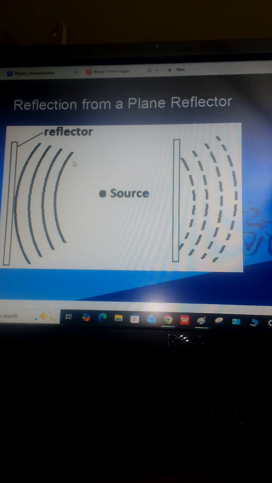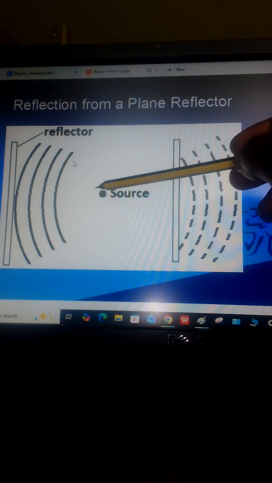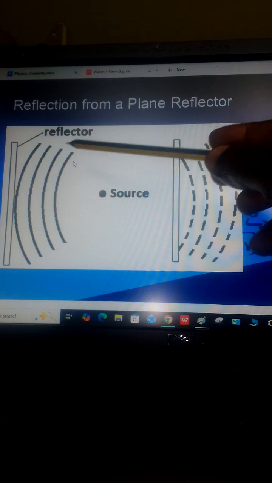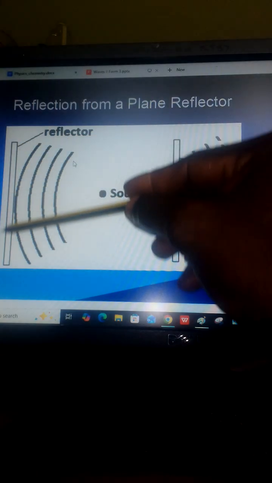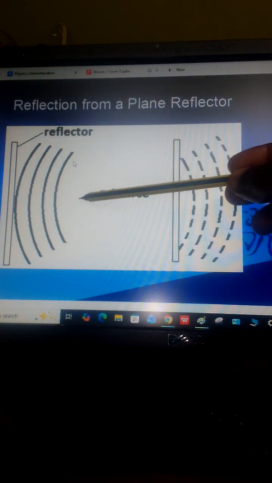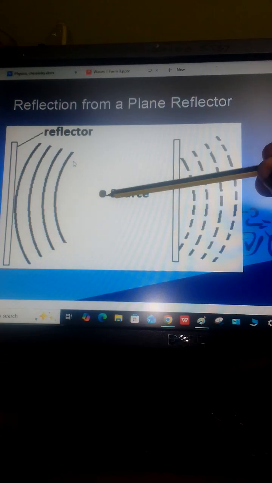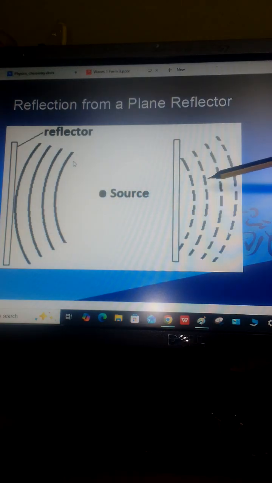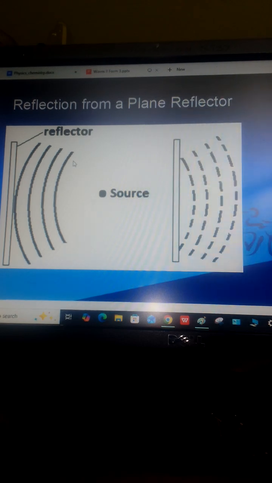Now, we want to consider reflection of this type of waves from a source being reflected from a plane reflector. This is the plane reflector, and these are the incident waves onto this reflector from this source. So this is the result. The waves are reflected from that plane reflector like that. Okay, so that's how it happens.